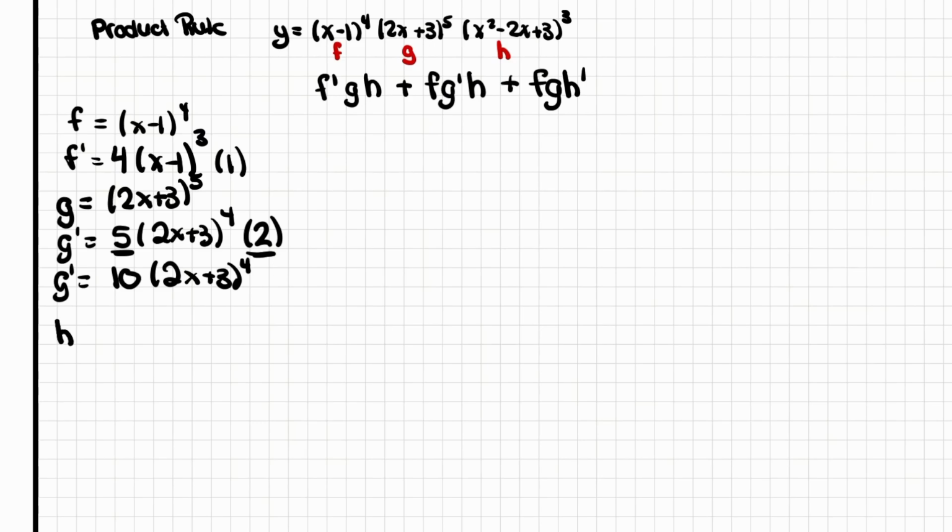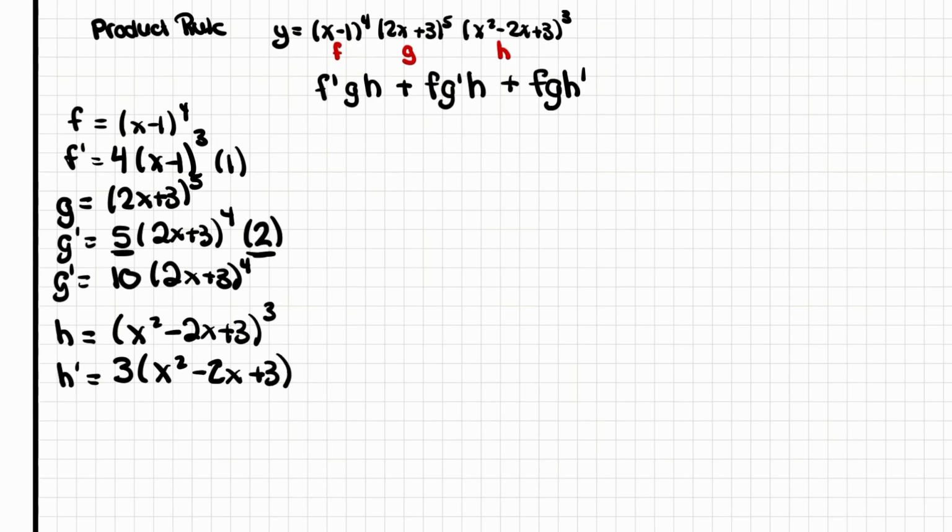One more to go, and then we're going to start putting it together. So our function that we've called h is (x^2 - 2x + 3)^3. Again, we're going to use that chain rule. We're going to bring the power down, so the derivative of h will bring the power down, 3 times what's on the inside, x^2 - 2x + 3 raised to, we're going to reduce that power by 1, all times the derivative of what's on the inside. So the derivative of x^2 is 2x. The derivative of negative 2x is just negative 2, and the derivative of 3 is 0.